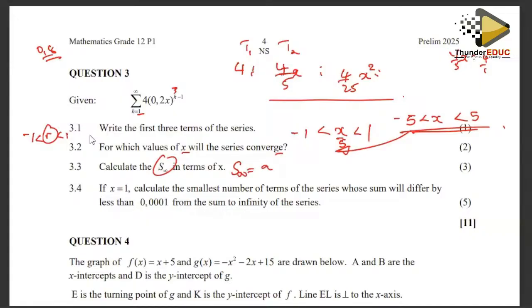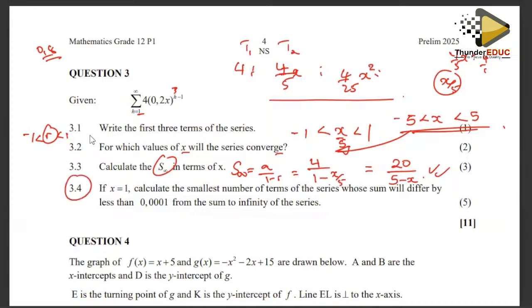Then they want us to get the sum to infinity just in terms of x. So the formula for sum to infinity is just given as that. So our a is 4 over 1 minus, we said our r is x over 5. Okay, when we try to simplify that, it's just going to be 20 over 5 minus x. So this should be our final answer.